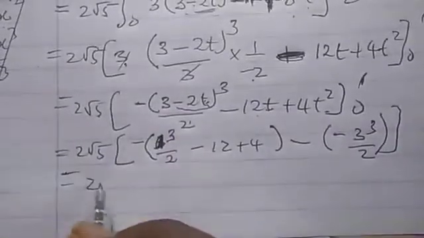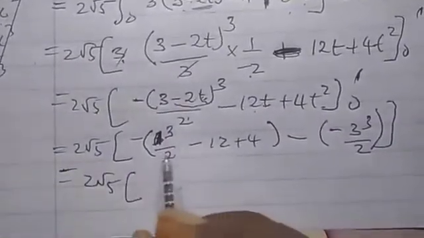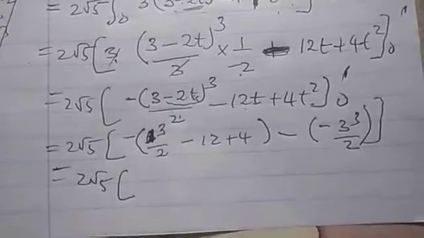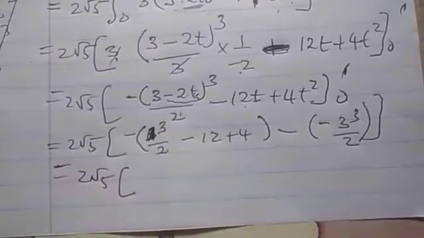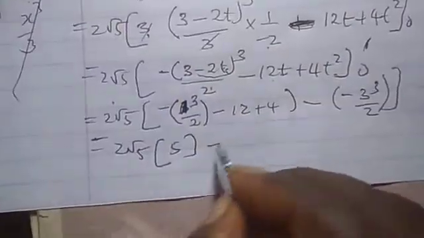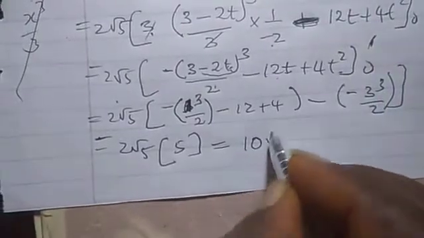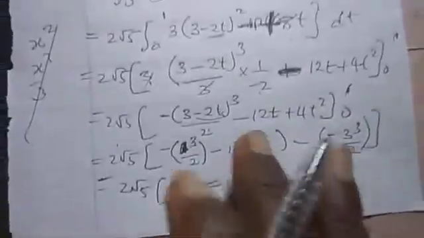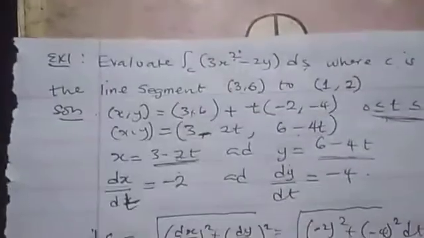Now this will give me 2 root 5 into, if I now simplify this further, using your calculator, give me 5. Finally, our answer is 10 root 5. So it's the solution to this integration.